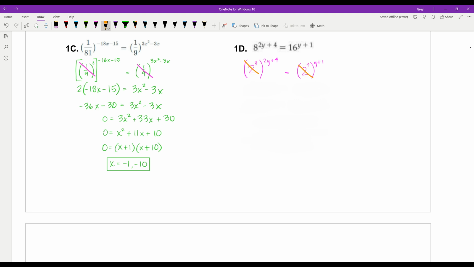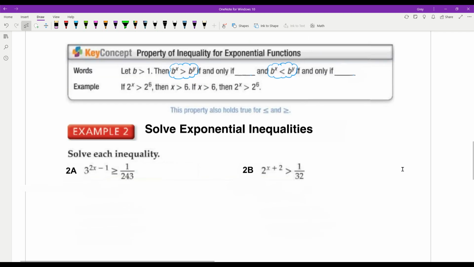So remember, when you raise a power to a power, it's multiplying. So this is going to be 3 times 2y plus 4 equals 4 times y plus 1. Then I'm going to distribute: 6y plus 12 equals 4y plus 4. Collect my y's on the left and numbers on the right, giving me 2y equals negative 8 and y equals negative 4.